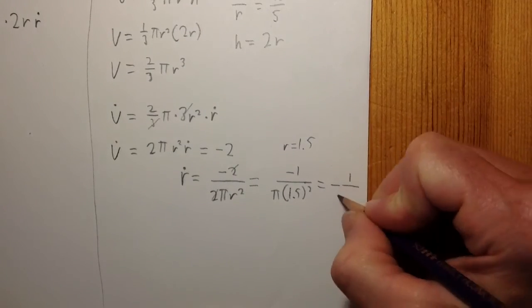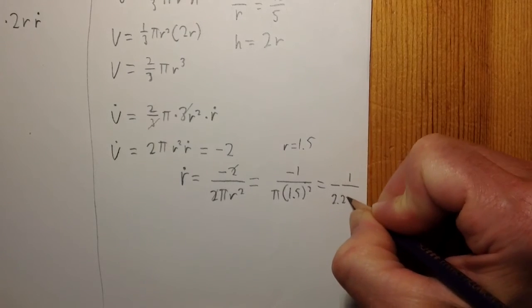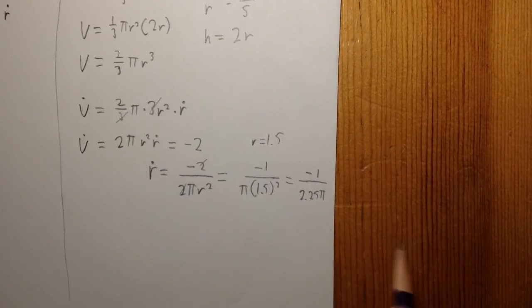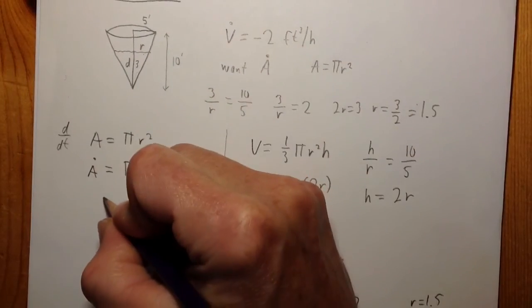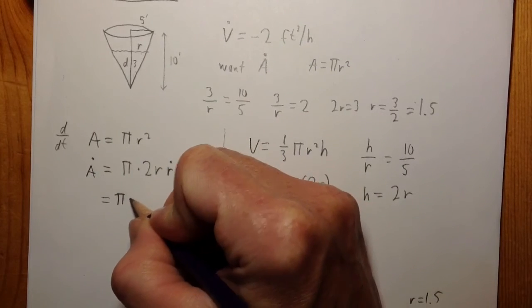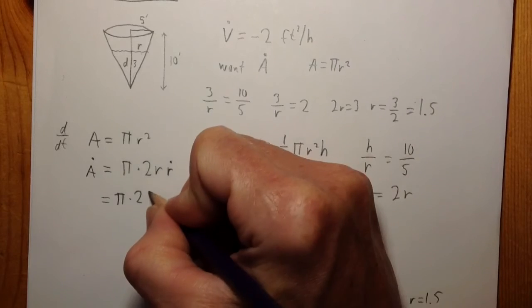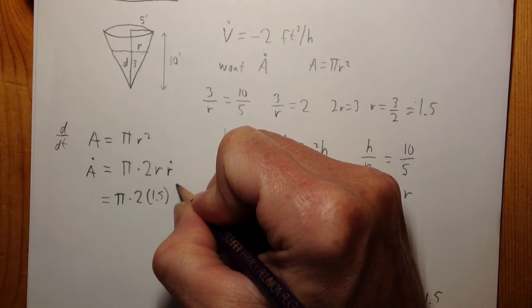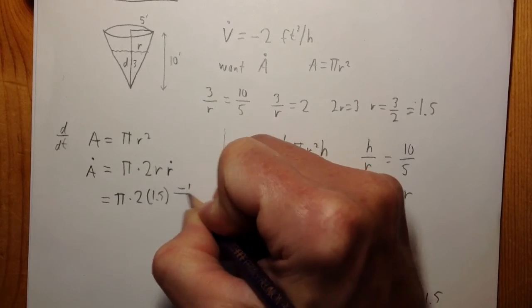So -1 over 2.25 pi. That's, yeah, I'll write it like that. Okay, that's kind of an awkward number, but oh well. So that's what r dot is. Now we can go back up here and say, okay, this is equal to pi times 2 times 1.5, when r is 1.5, and we know that r dot is -1 over 2.25 pi.